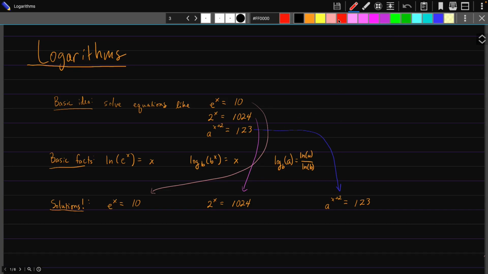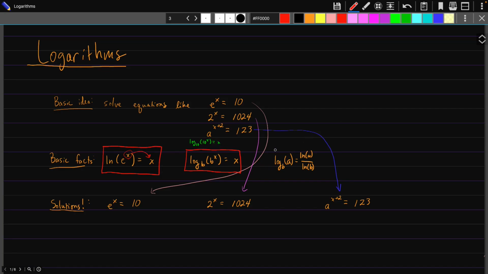So the basic facts about logarithms, the basic formulas we're going to use, is that the natural log of e to the x, natural log is denoted by ln here, the natural log of e to the x is just x. So the logarithm undoes this exponentiation operation. Similarly, the logarithm with base b of b to the x is equal to x. So b is usually some constant. For example, say log base 10 of 10 to the x would be x. So we could use this type of formula to solve this equation here or this equation here. So that's a very useful formula also.